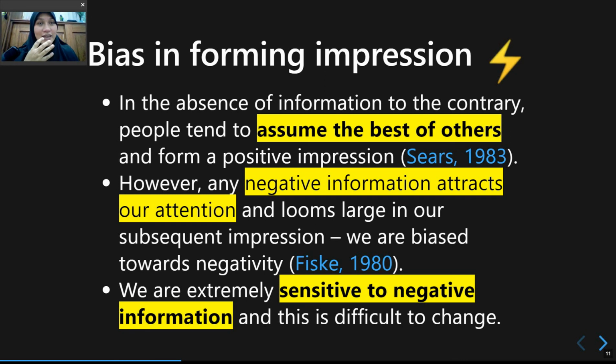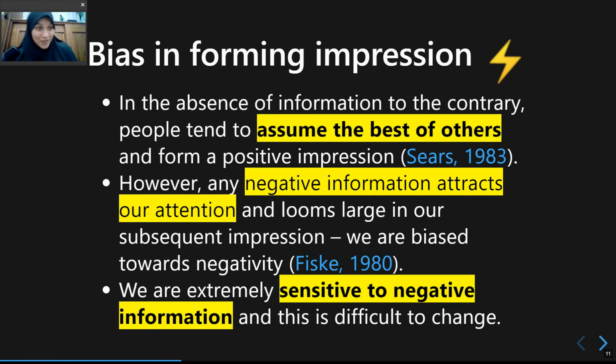So in the absence of meaningful information, we tend to assume that people would be in their best form. It's very rare that people would assume otherwise, except when negative information occurs. And when negative information occurs about someone, it would greatly affect how you form an impression about others, because we are very sensitive to negative information, and it's really hard to modify your negative perception or impression about others when it first came out.